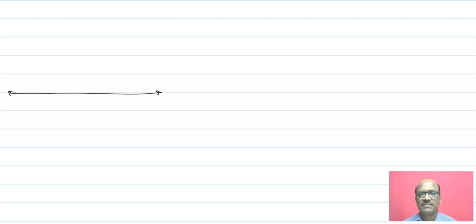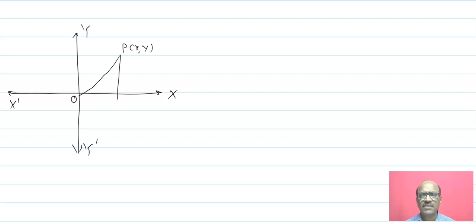Now some basic concepts I am repeating here. X-axis, y-axis. P is a point in the first quadrant. The terminal side makes an angle theta with the x-axis. OP is equal to r. r is equal to the root of x square plus y square.